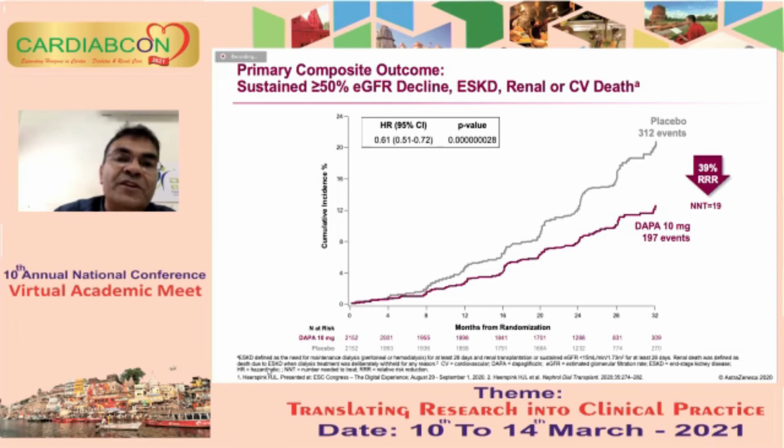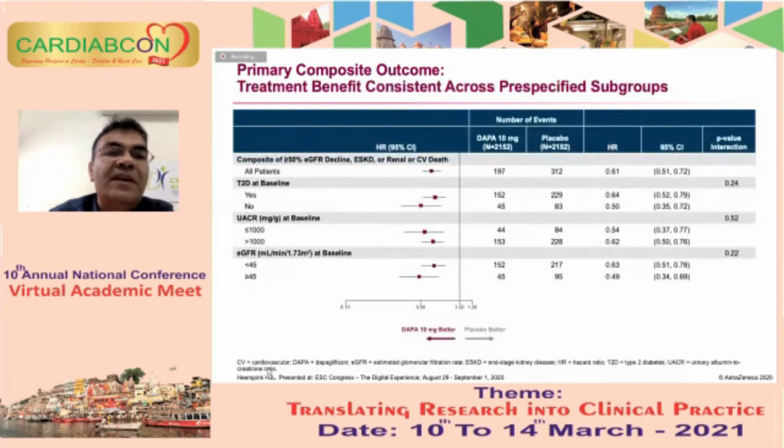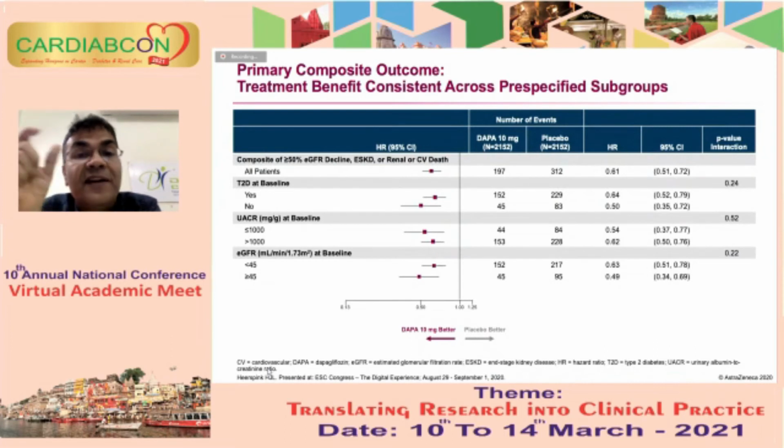And within 19 patients, if you are treating, you are going to prevent one event, either sustained eGFR decline, or renal or CV death. DAPA is doing better for the whole primary composite outcome. Even for the secondary components, as far as ESKD, renal death, or CV death is concerned, the patients who were on DAPA got the benefit. Those patients who were diabetic or non-diabetic, even non-diabetic CKD was better as far as individual difference is concerned.